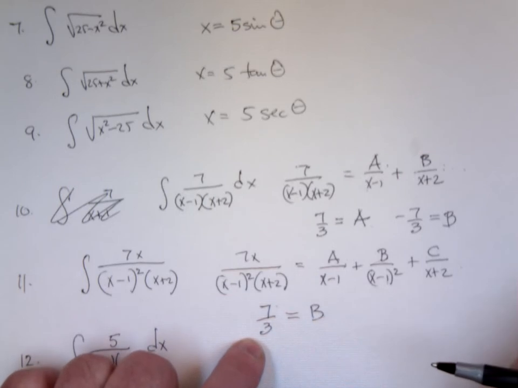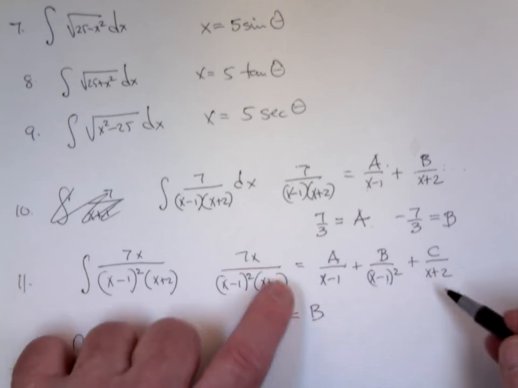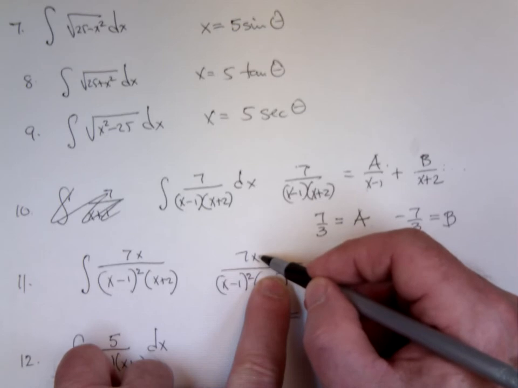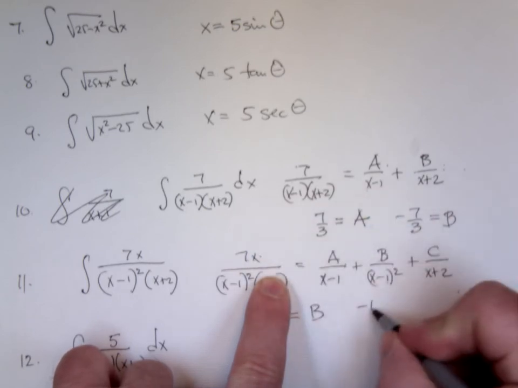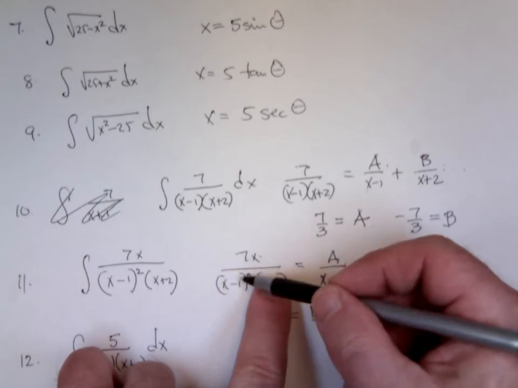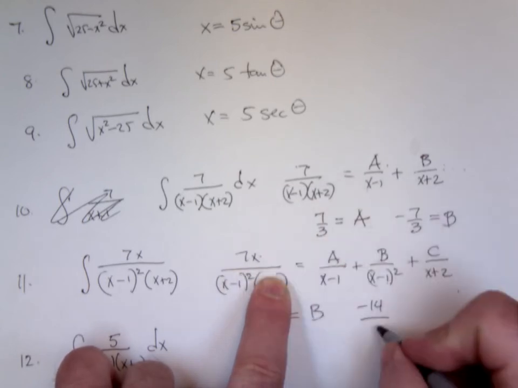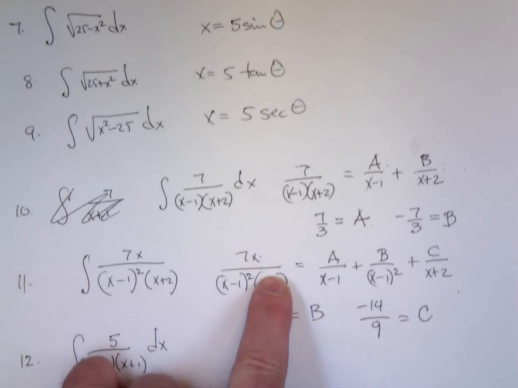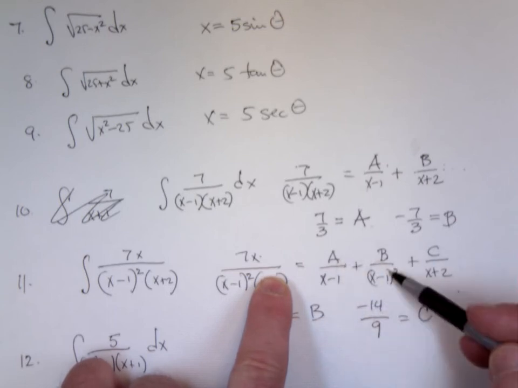We can solve for C. Multiply through by x plus 2, let x equal negative 2. When x is negative 2, 7 times negative 2 is negative 14. Negative 2 minus 1 is negative 3, squared is 9. How'd you do that? I multiply by x plus 2. So you just did the same process, right? Yeah, and let x equal negative 2. And what happens over here, this will be 0, that will be 0, C will be by itself.